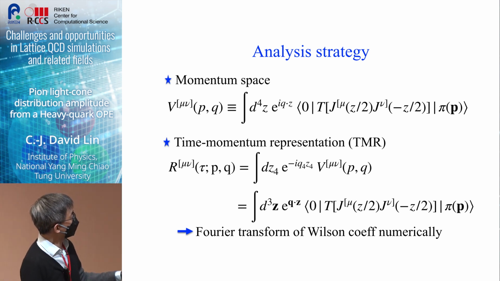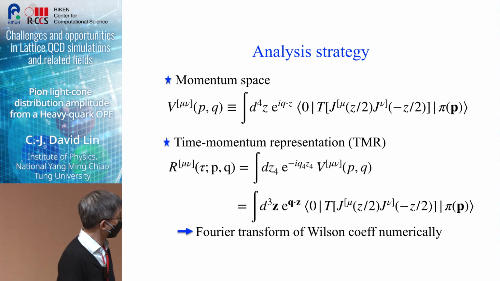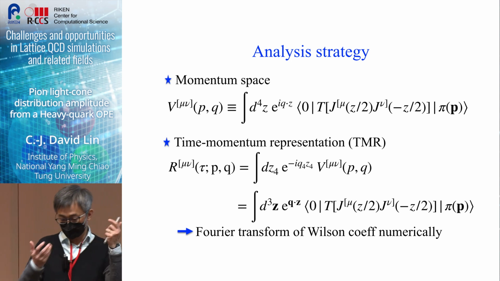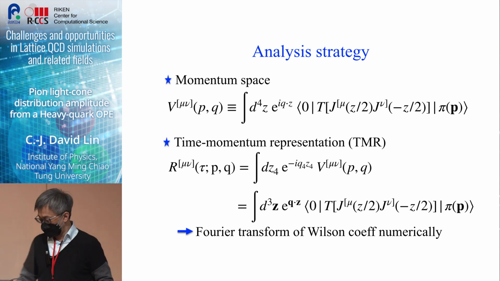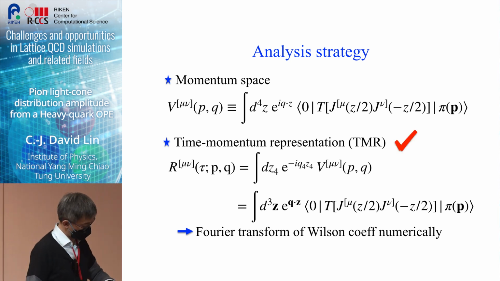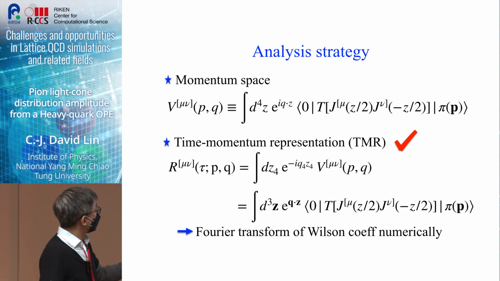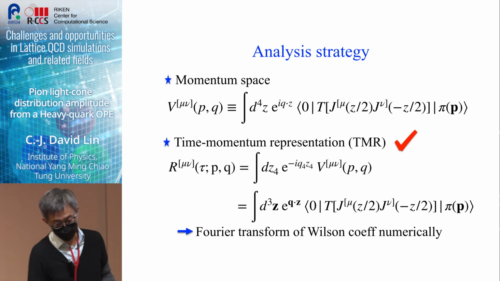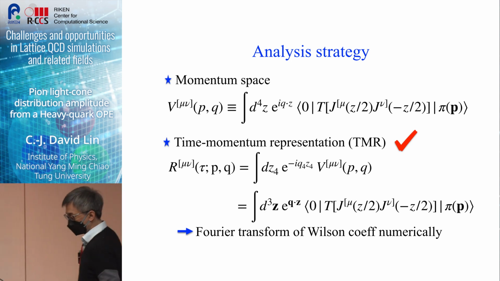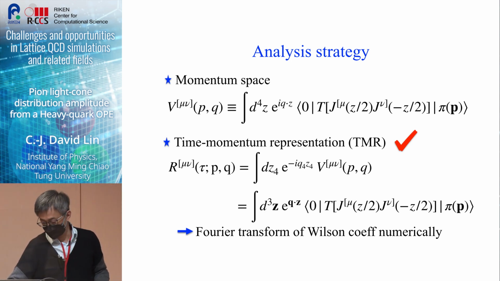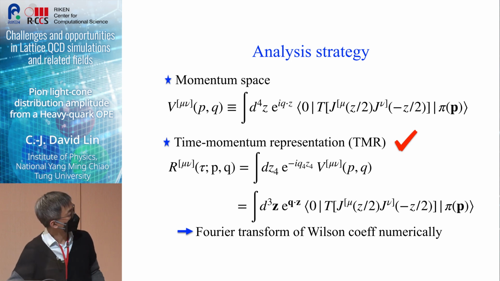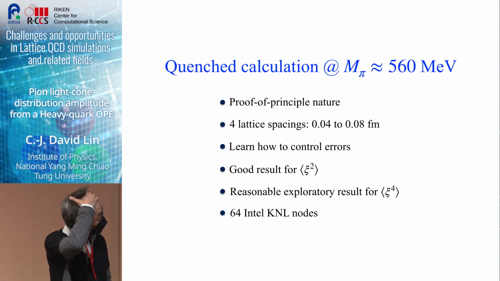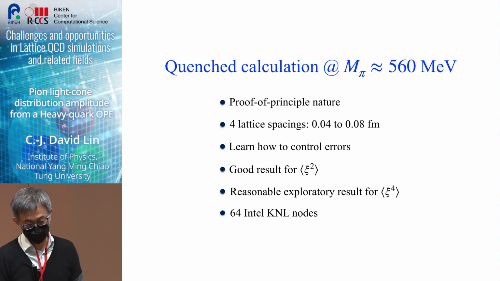But of course, if you work with this TMR approach, you have to do the Fourier transform of your Wilson coefficients, because those are often computed completely in momentum space. But this you can do. And we actually found, for reasons I can explain maybe offline, that this time-momentum representation approach tends to give us smaller systematic errors. So the results I'm presenting in the next 10 minutes or so will be obtained completely in this method.